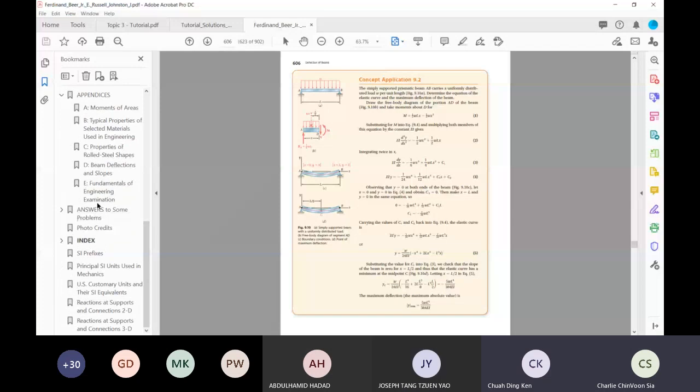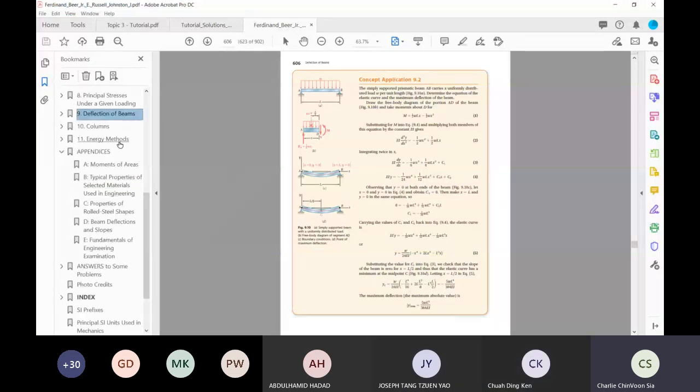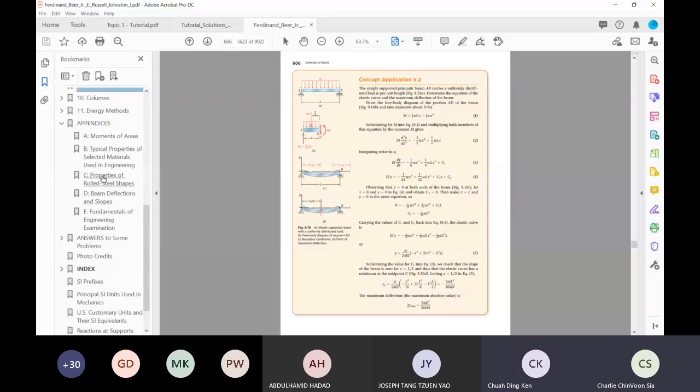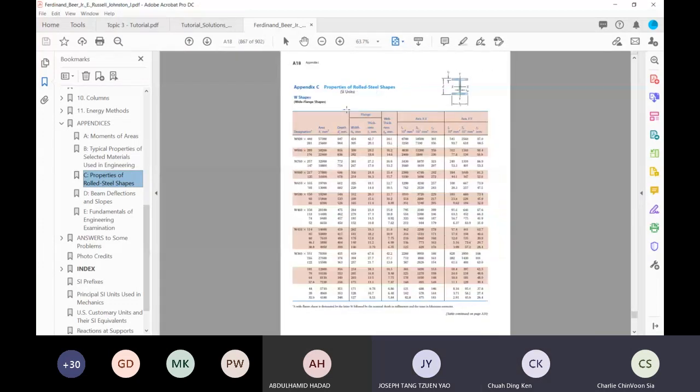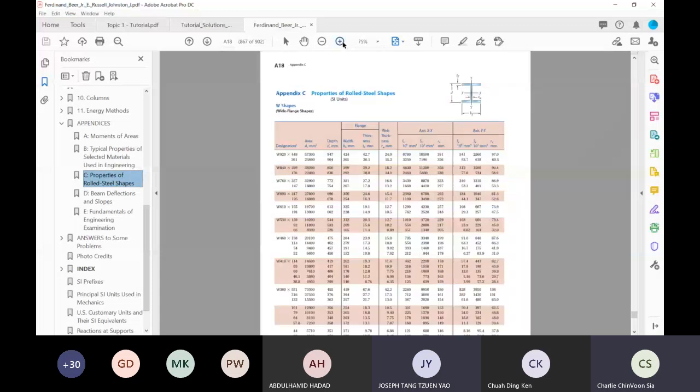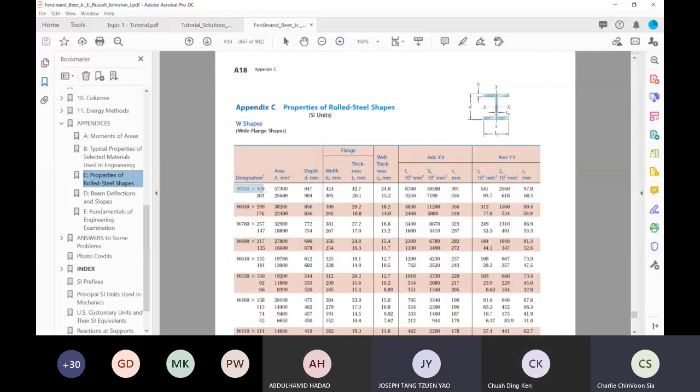Now, for the property of the beam that we are referring to, just go to the appendix and then go to section C. From here we have a lot of tables. There's the beam, the property of the beam. For the I value, you need to refer from here. For example, for the deflection, you just look at the chord from the question, identify the chord here, and then refer to this value.